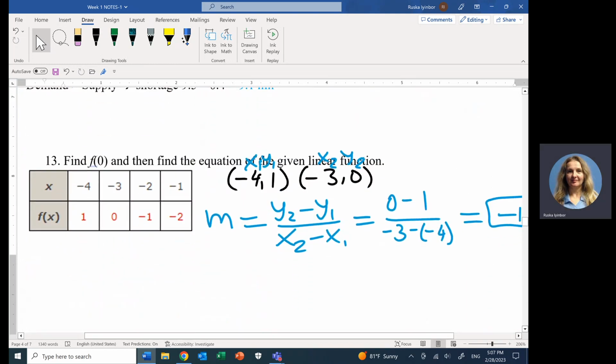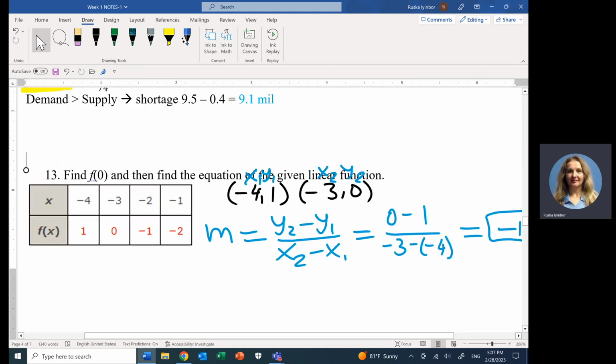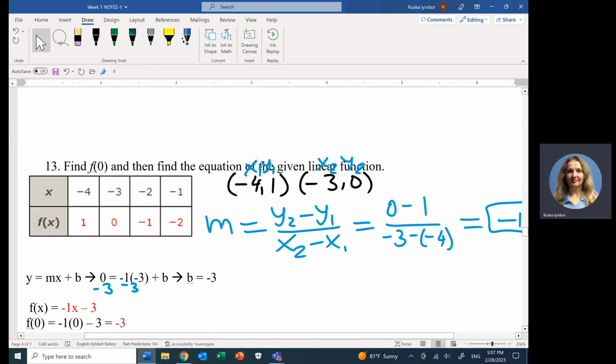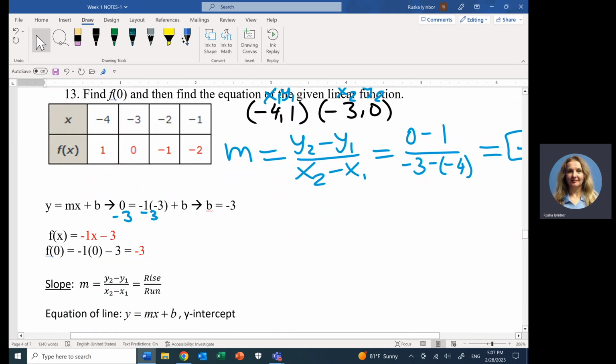Now the next few questions are about linear functions. Let me just move this so it can be in the same place. Linear function, we're talking about the equation of a line. Here we have a given table. This is pretty much the values for the function. In the first row, you have the x's. In the second row, you have the f of x, which means the y coordinate. You can take any 2 points from here. You can do -4, 1. You can do -3, 0. You can do -2, -1, any two of those x and y's.